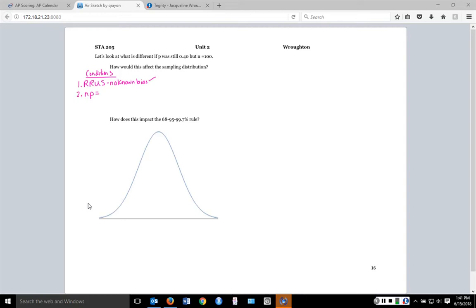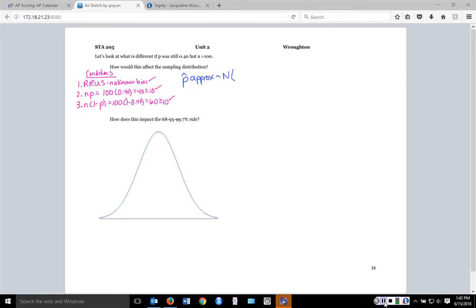Our n is now different. So when I take my n times my p, this time it's 100 times our 0.4, which is 40, which is still at least 10. And finally, our n times our 1 minus p will give us 60, which still again is at least 10. So my conditions will still be met. So this time we're going to be able to say that p hat will be approximately normally distributed.